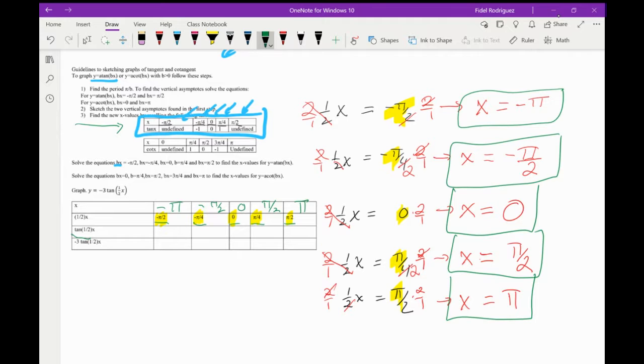So what's the tangent of negative pi over 2? Undefined. So I'm going to put UND. And then the next one at pi over 4? Negative 1, 0, 1, and again undefined, right? Okay, now we're going to take those values that we got in that third row, and we're now going to multiply them by negative 3. What's negative 3 times something that's undefined? It's still undefined, right? Okay, what's negative 3 times a negative 1? 3. 3 times 0? Negative 3 times 1? Negative 3. And negative 3 times something that's still undefined is still?